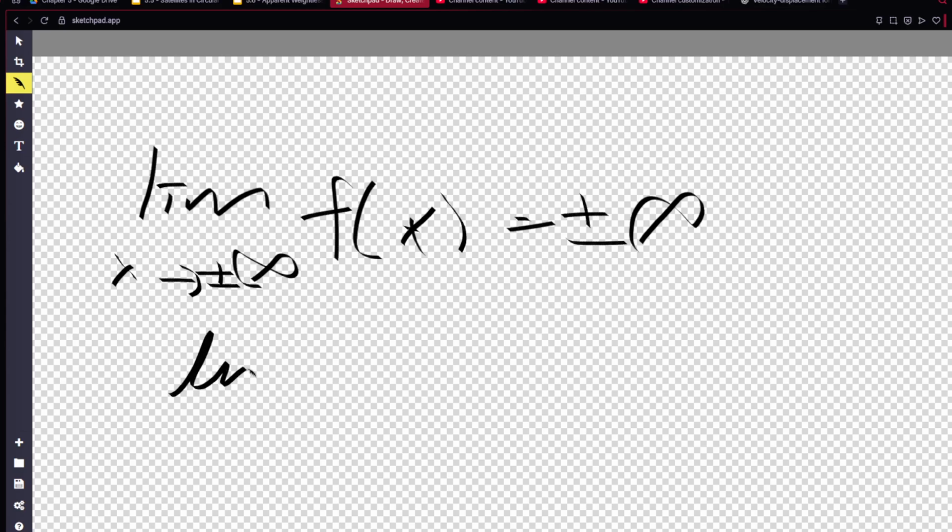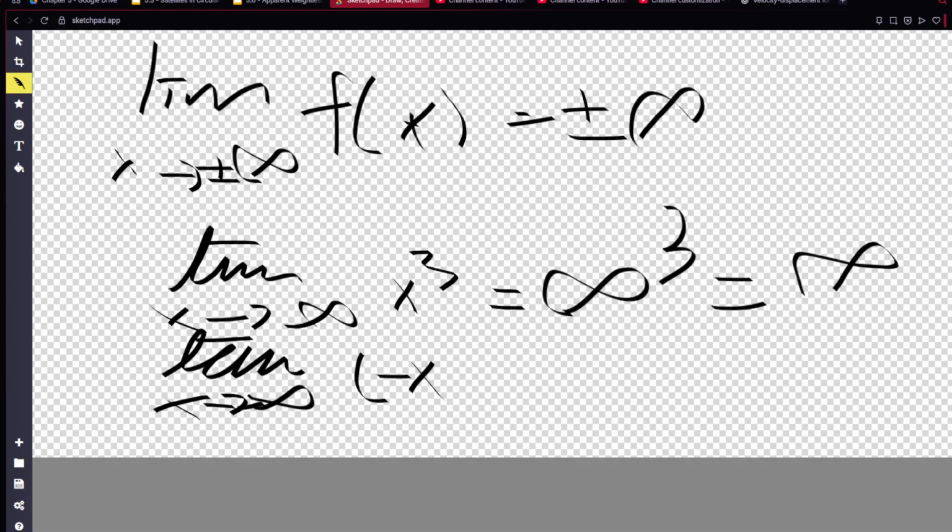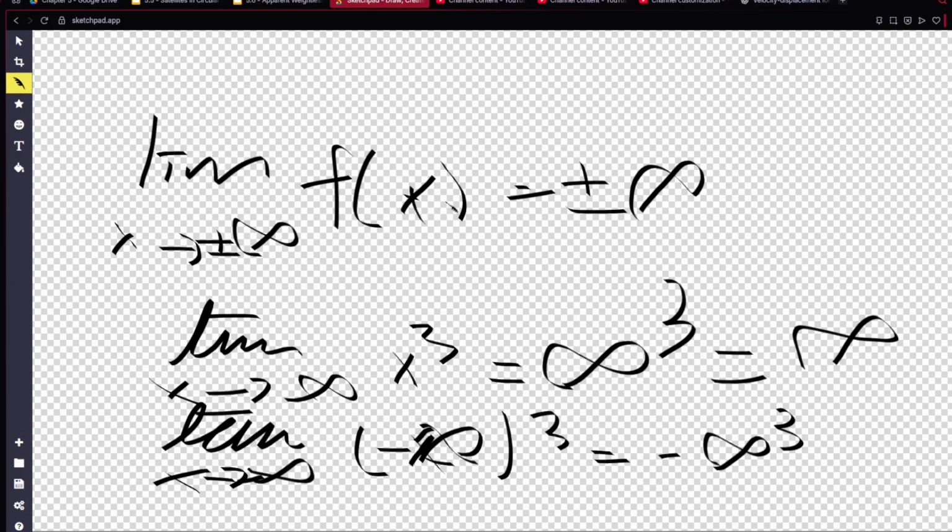Let's do the limit as x approaches infinity of x cubed, which is simply infinity cubed, which is infinity. Direct substitution, or you can plug in an arbitrarily large number, and it'll keep getting bigger over and over again. Same thing for negative infinity: negative infinity cubed is negative infinitely large, so the limit as x approaches negative infinity of x cubed is equal to negative infinity.